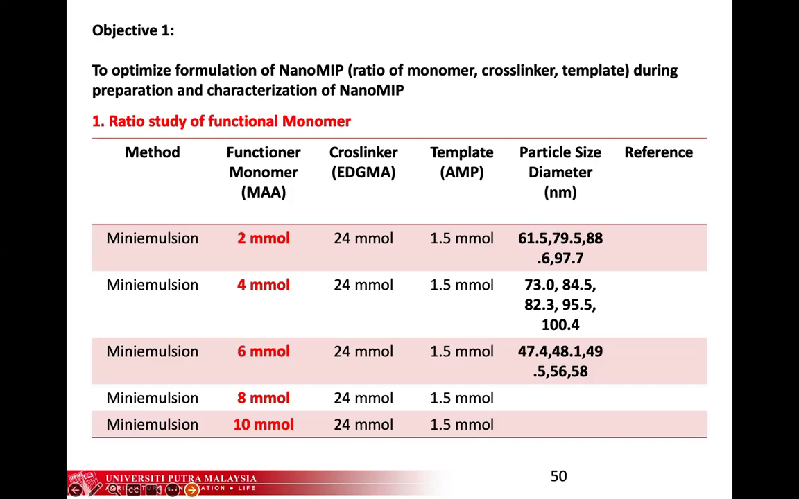Okay, the ratio study just now is very important. One thing we need to look at is that if you have a smaller size of nano emulsion, it has more surface area, so it can absorb more during the rebinding process. So these are among the things that we look at.